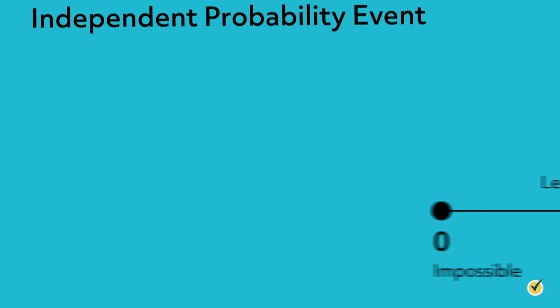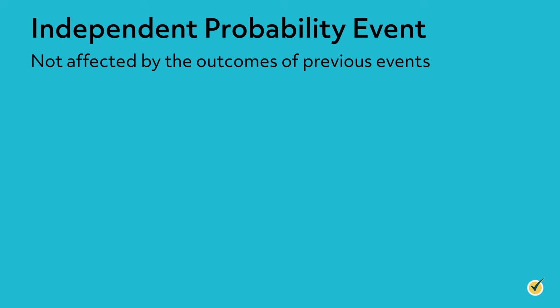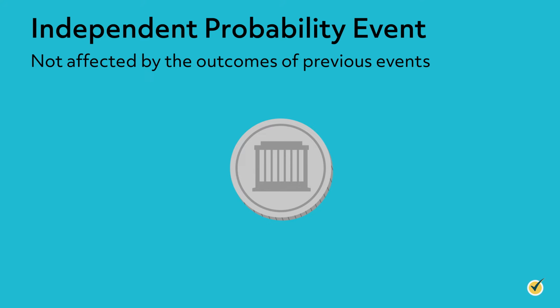Some probability events are independent. Independent events are not affected by the outcomes of previous events. A common example of an independent event is a coin toss. Each flip of the coin is an isolated event. The outcome, heads or tails, does not depend on the previous coin tosses.